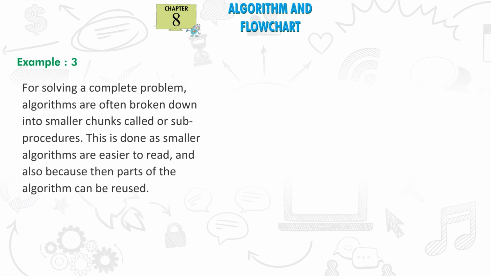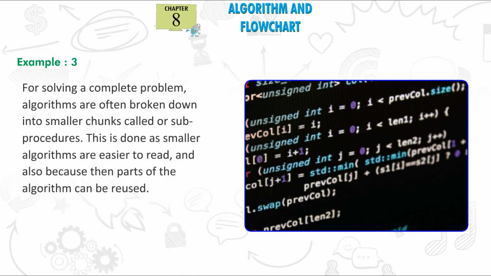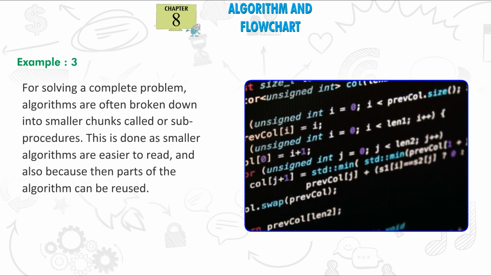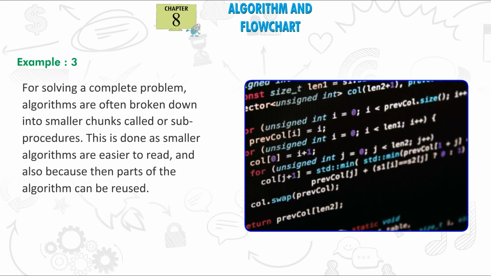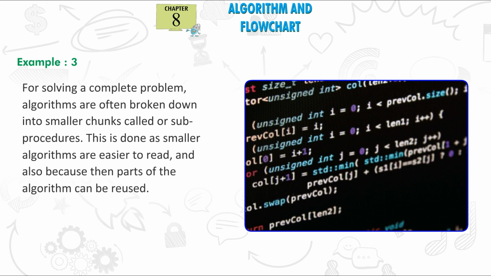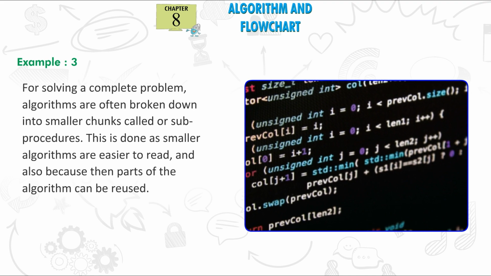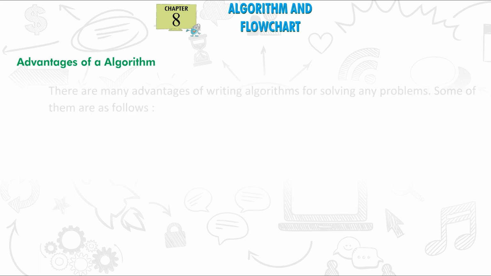For solving a complete problem, algorithms are often broken down into smaller chunks called sub-procedures. This is done as smaller algorithms are easier to read and also because then parts of the algorithm can be reused.